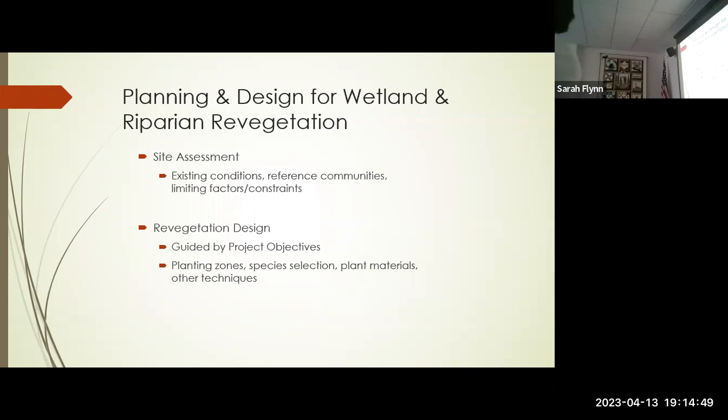So as we're developing our revegetation plans, one of the first things we do is go out and do a site assessment and see what it is that we are looking at on a site. And then we proceed on to revegetation design. I'll go over more topics within these on my next slides, but those are the key bullets for how I'm organizing this planning process.